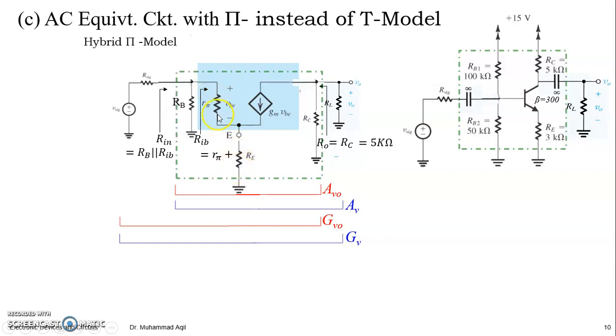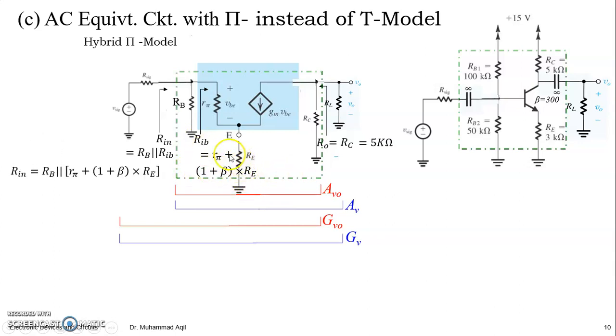But R pi has current IB and RE has current IE. So these are in series, but with a factor of, what is the factor of base current to emitter current? It is 1 plus beta. So this RE is felt 1 plus beta times at the base, right? Because IE is 1 plus beta times greater than IB. I have explained it previously, right? So here we can see you have R pi in series with 1 plus beta times RE. So this is your RIB.